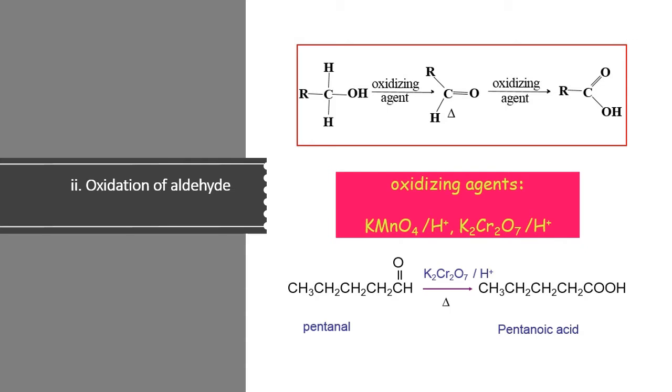Example, when we have pentanal, the carbonyl group undergoes oxidation with oxidizing agent of potassium dichromate in the medium of acid to give carboxylic acid. The carbonyl group, C double bond O, H, turns to C double bond O, OH, the carboxyl group.